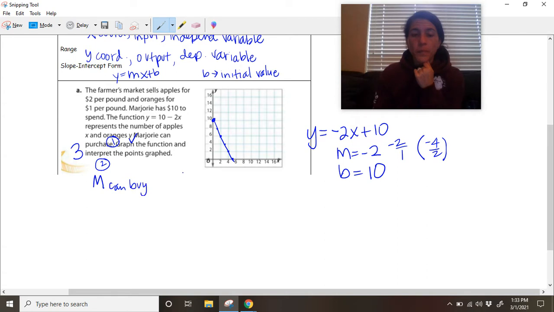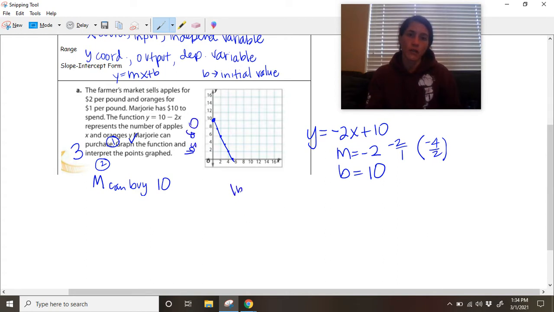can buy 10. This is on the y. So the y was pounds of oranges. Okay, I'm going to write that on here. Pounds of oranges, pounds of apples. Ooh, that's very crooked. I'm so sorry.